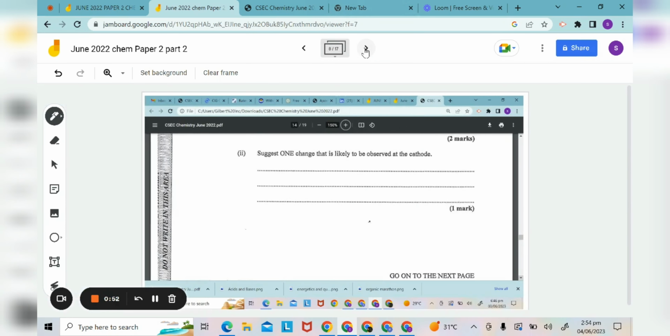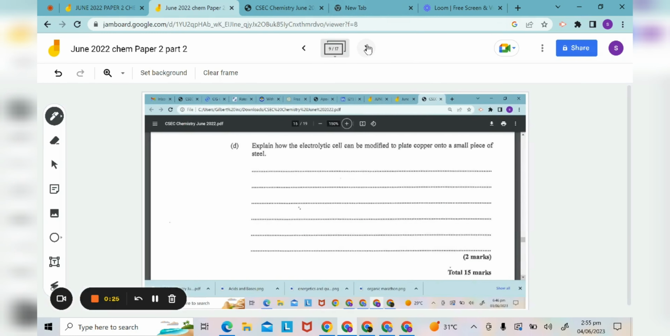Okay. Then now suggest one change that is likely to be observed at the cathode. And we have said this already, that the color may change. So at the cathode, you're going to get copper. Copper is kind of reddish brown, so you're going to see the copper looking red right there. You'd see a deposition, or you may see it getting a little bit thicker if you were very keen in your observations.